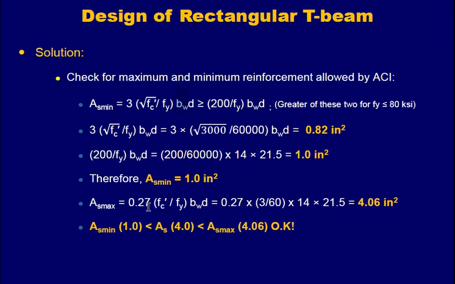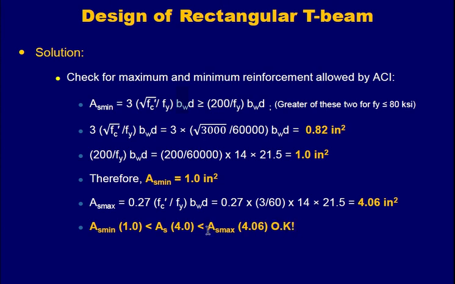Okay. So your AS maximum is equal to 4.06 square inches, right? So AS minimum is 1, AS maximum is 4.06, and AS provided is 4. How is it 4? Because you are using 5 number 8 bars. So 5 number 8 bars give you 0.8 into 5, which is 4 square inches. Okay, so you are slightly okay.